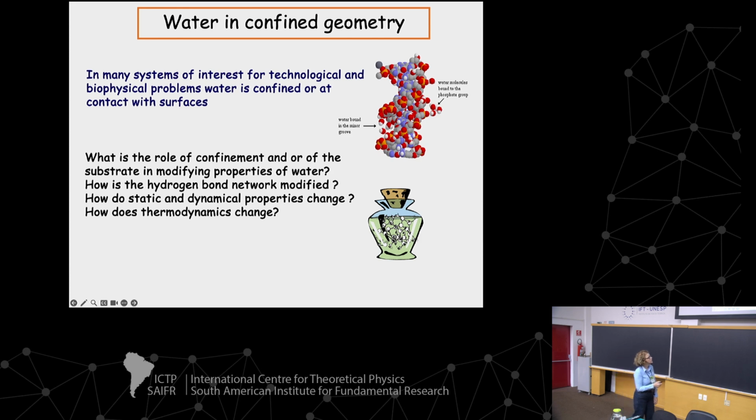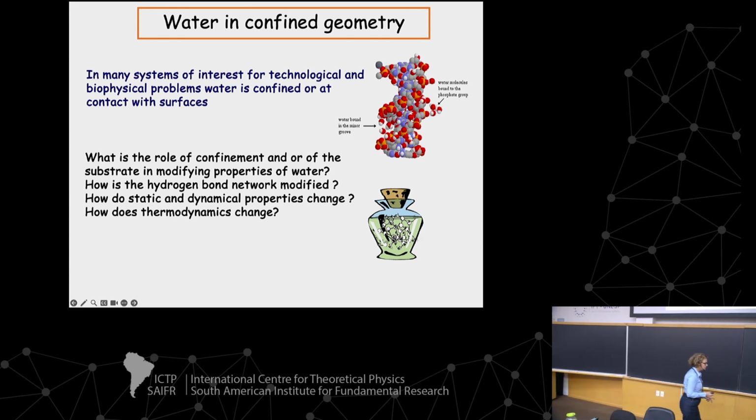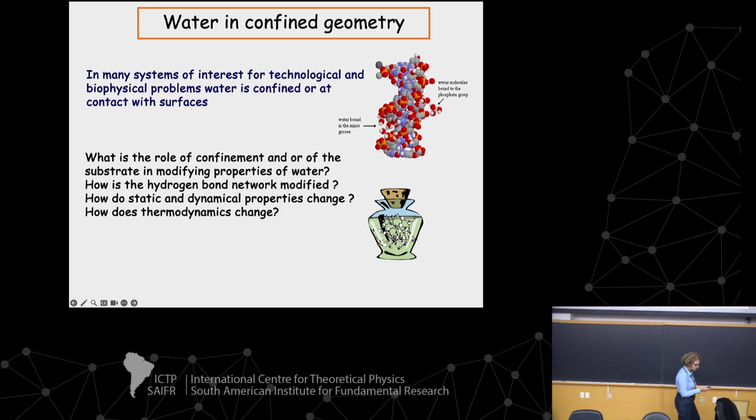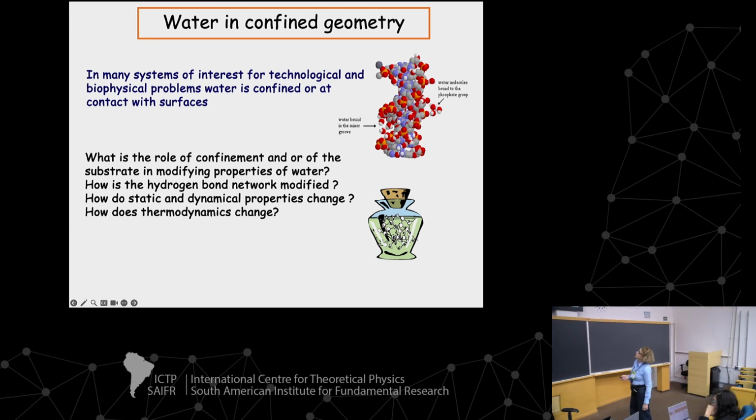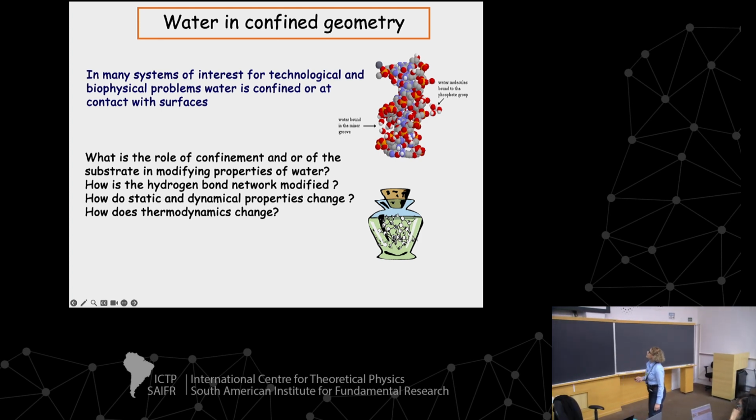So, water in confinement. Let me talk about mode coupling. This is dynamics, how it works in confinement, because I anticipated that the dynamics works also in confinement. Let me show you that mode coupling works also there, but you have to know the system.